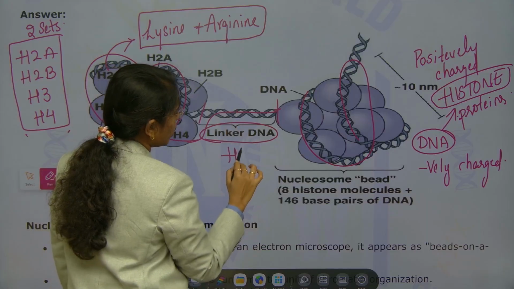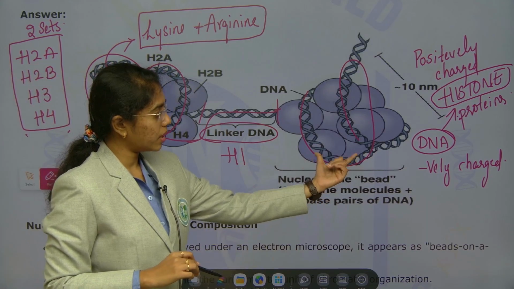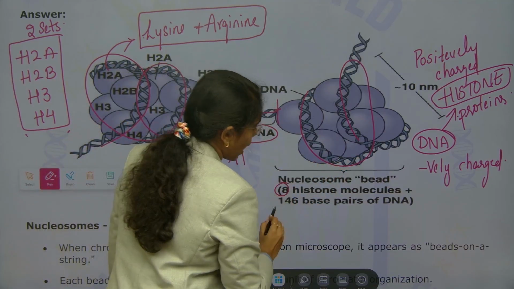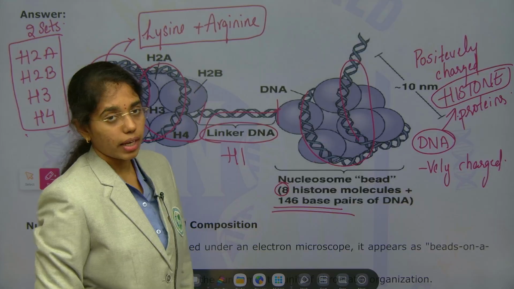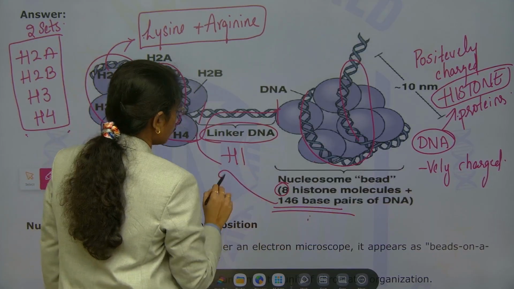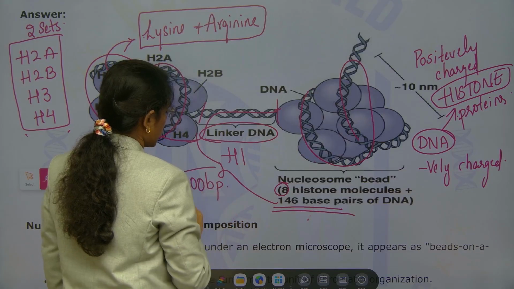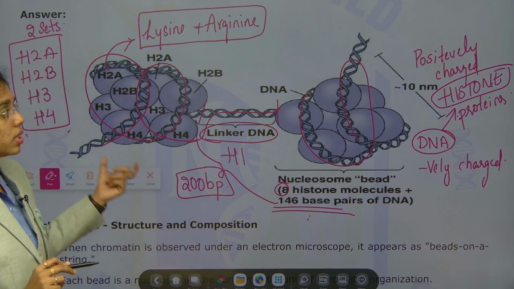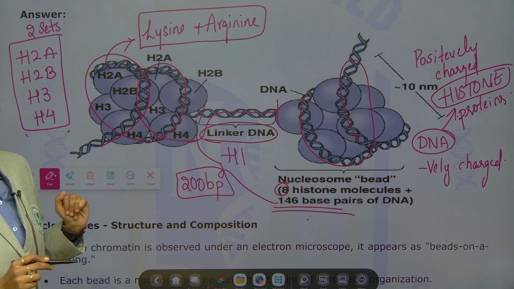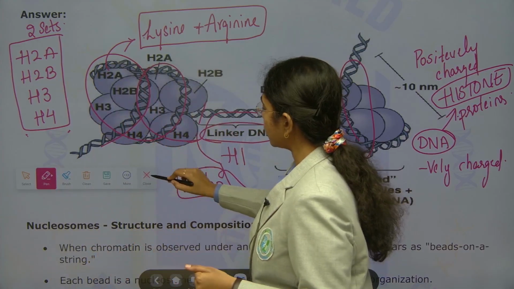Here, H1 histone proteins are present. Fine, right? So, this is one nucleosome bead, which has 8 histone molecules and 146 base pairs of DNA. 146 base pairs along with linker DNA makes it 200 base pairs of DNA. Remember this is the complete content. Of course, first you have to present the diagram and then go for the theoretical explanation. Now, we will move on to nucleosome structure and its composition.